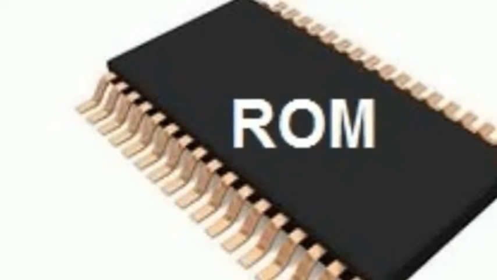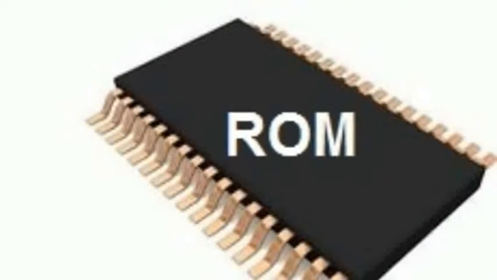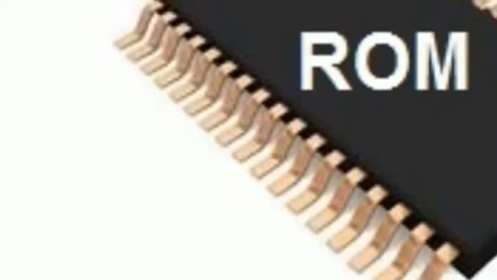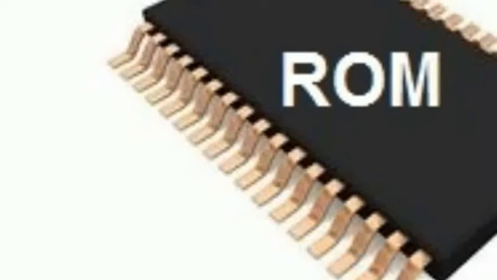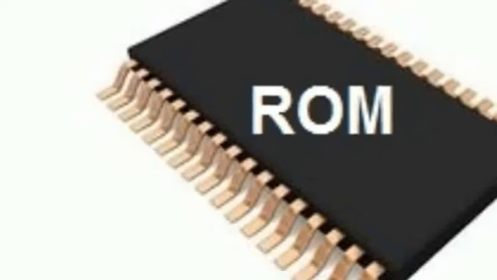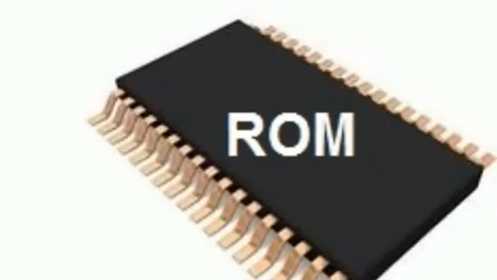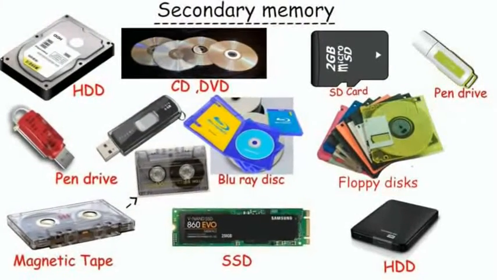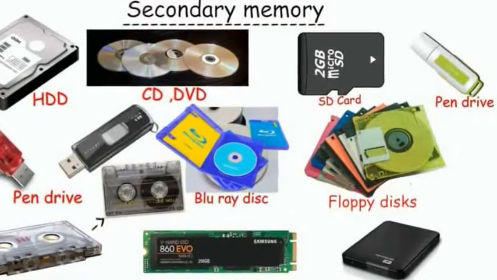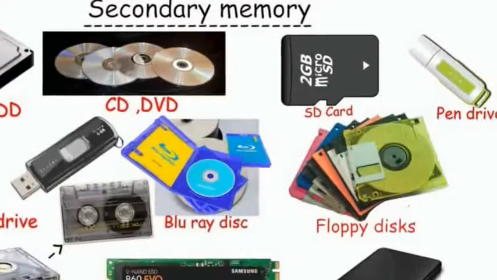Next we will see about the secondary memory, that is called the storage devices of the computer. The computer uses secondary memory or storage devices to store data and information. Storage devices like the hard disk are fixed with the computer.